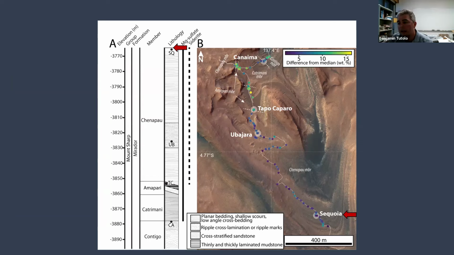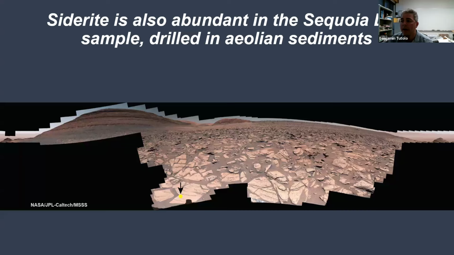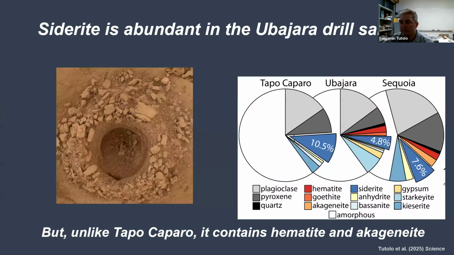So Sequoia, again, was drilled in aeolian sediments, looks similar in its context to that sample that we drilled down below in the Ubajara area, but in this case, we're a little bit higher up. And now this sample is somewhere in between, 7.6 weight% siderite, and again, it contains iron oxyhydroxides. This time it contains the mineral hematite and akaganeite. So it contains another interesting oxidized iron mineral in addition to the siderite.